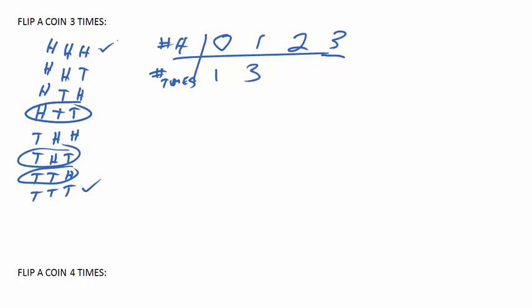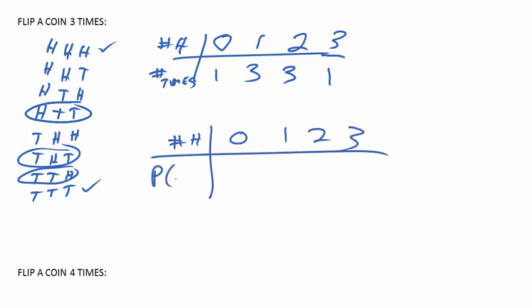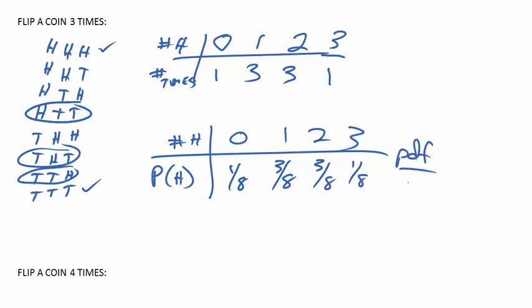3 heads up here, that happens once. And the other 3 that remain uncircled or checked all have 2 heads in each one, so there's 3 opportunities for that. So there's my frequency chart. What about a PDF for this? So number of heads could be 0, 1, 2, or 3. And if I convert those frequencies into probabilities, there were a total of 8 different outcomes that could have happened. So 1 out of 8, 3 out of 8, 3 out of 8, 1 out of 8. And again, what I have is my PDF for flipping a coin 3 times.